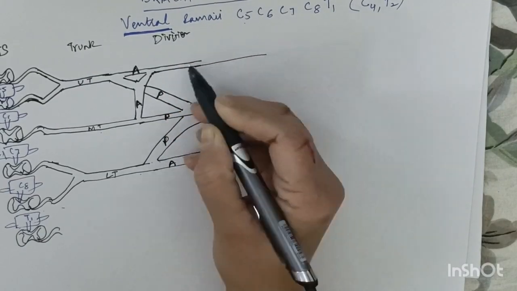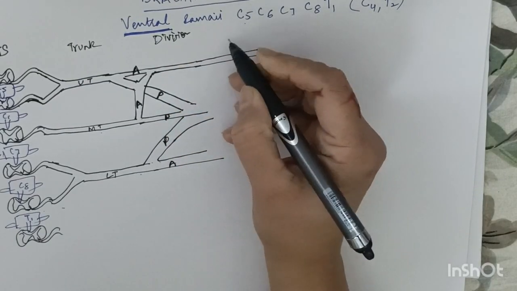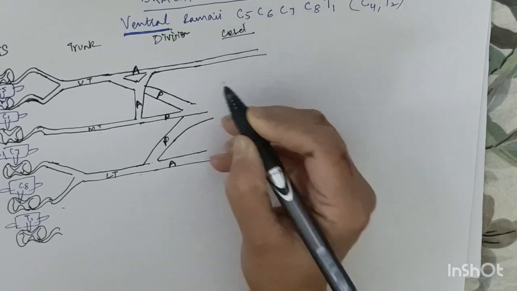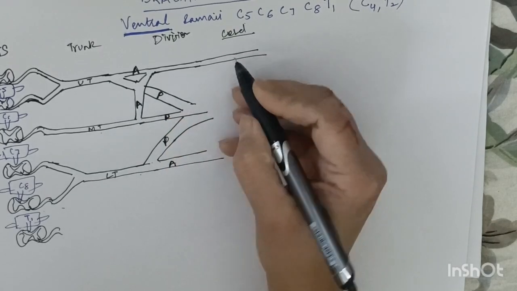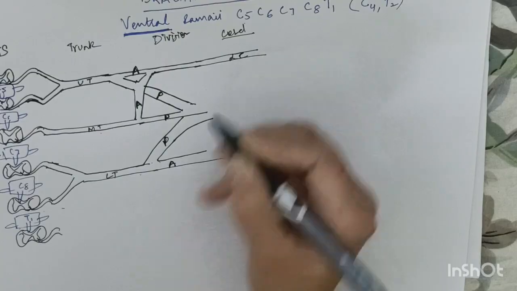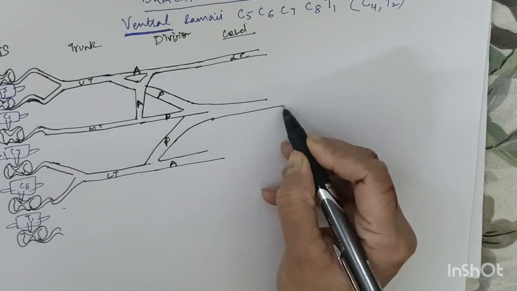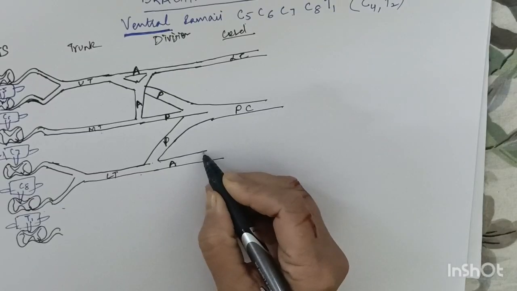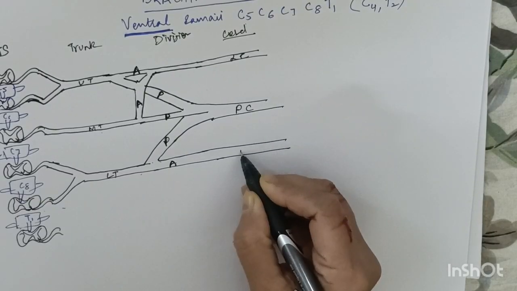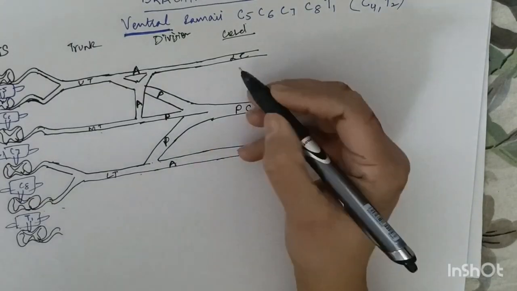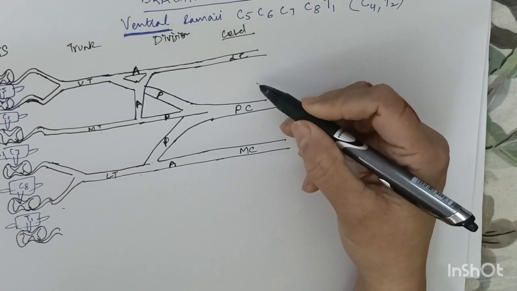Now out of these divisions we form cords. Now cords, you can see, this forms the lateral cord. These three combine together to form the posterior cord, and this goes as the medial cord. So: medial cord, posterior cord, lateral cord. This is according to the position.